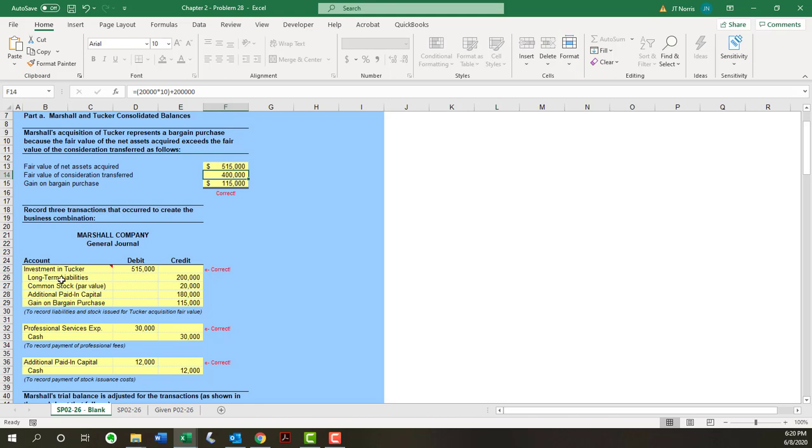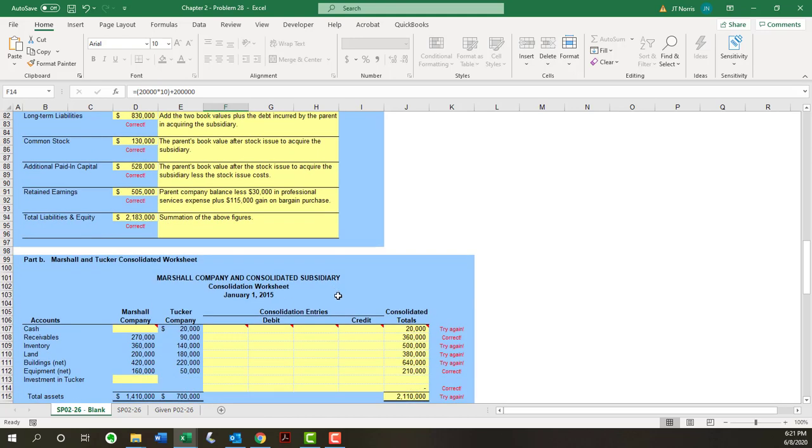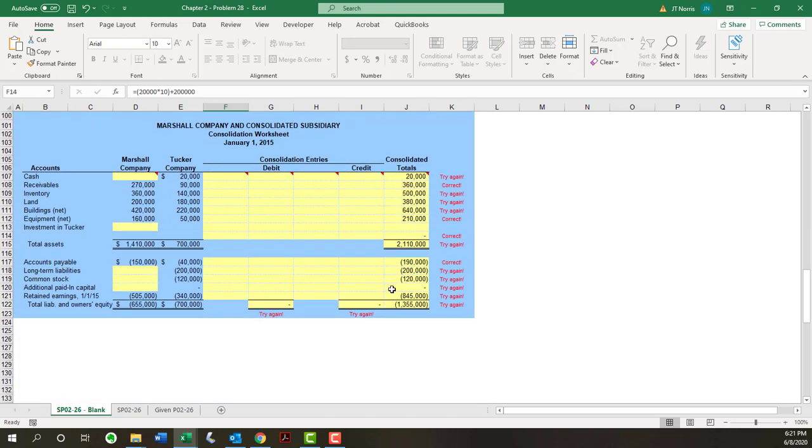So the journal entry is here, a debit to the investment in Tucker. There's the long-term liabilities that we issued, 20,000 share at $1 par value. The additional $10 value per share goes to additional paid-in capital, and then we take our gain. We paid 30,000 in professional fees for accountants and appraisers, and then we reduce the additional paid-in capital by the stock issuance cost. All right, so that's the top half of this.